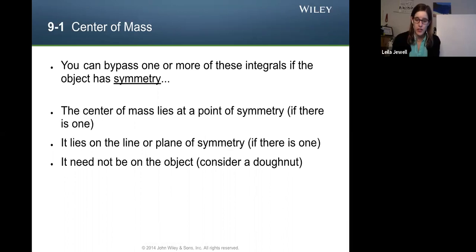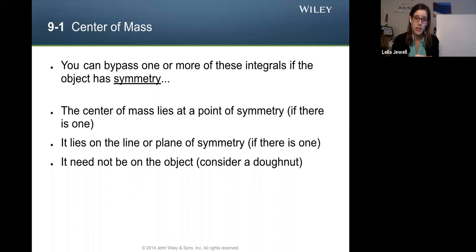So you could imagine a donut. A donut has a single point where everywhere else around it, it's symmetric. You could fold it any way, and that would tell you the center of mass is right at that point in the middle of the donut. And note, I'm going to jump to the third one here. It doesn't need to be on the object. So with a donut, the center of mass is at the hole in the middle of the object. It's not actually part of the object, and that's okay.